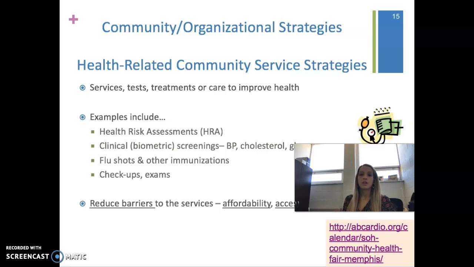So these reduce barriers, or we need to think about the barriers. We need to think about the services being provided and how we can make these affordable and accessible to our population, right? So another example here that you'll see that link is a health fair, right? So giving it to the community, making sure there aren't any barriers, making it accessible to our community members.